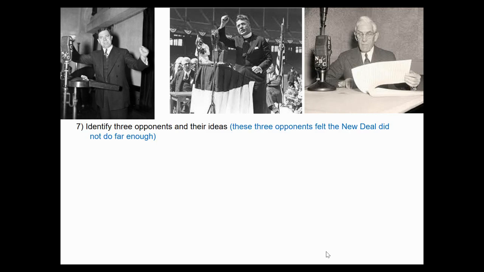Now, opponents of the New Deal. These three opponents are actually liberal opponents. They feel that the New Deal did not go far enough, and it could have gone farther because, as I said, remember, the New Deal did not end the Depression. You have Huey Long, and his idea was share our wealth. The idea was he would give every family $5,000 a year, just straight up. And you take the money from the rich: any income earned over $5 million would be confiscated by the government. So the maximum amount of money a person could earn in America is $5 million.